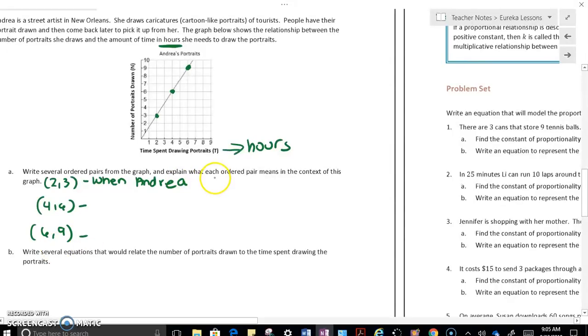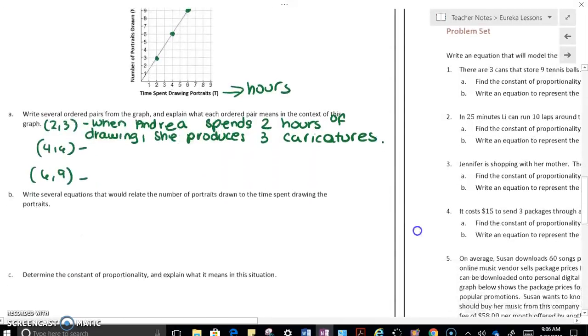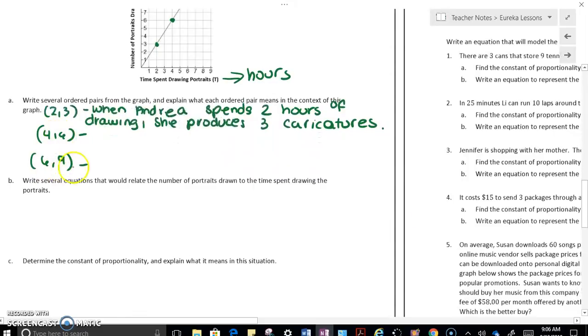When Andrea spends 2 hours of drawing, she produces 3 caricatures. I have to pronounce it out. Caricatures. You can go ahead and do (4, 6) and (6, 9). Pause the video and do those before moving on to part B.